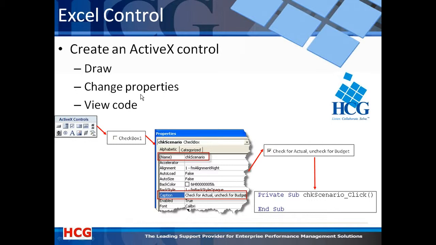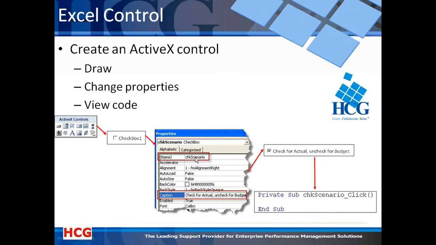And when you're in design mode, you can do a number of things, but the two things that we're interested in are changing the properties of that control and then viewing the code, which means creating the macro for that control. When you select Change Properties, you're presented with a dialog box that contains many, many properties, some controls more than others. And really the only two properties that we want to change almost every time are the name of the control, and in this case, the caption. So I'm going to change the caption of checkbox 1 to check for actual and uncheck for budget.